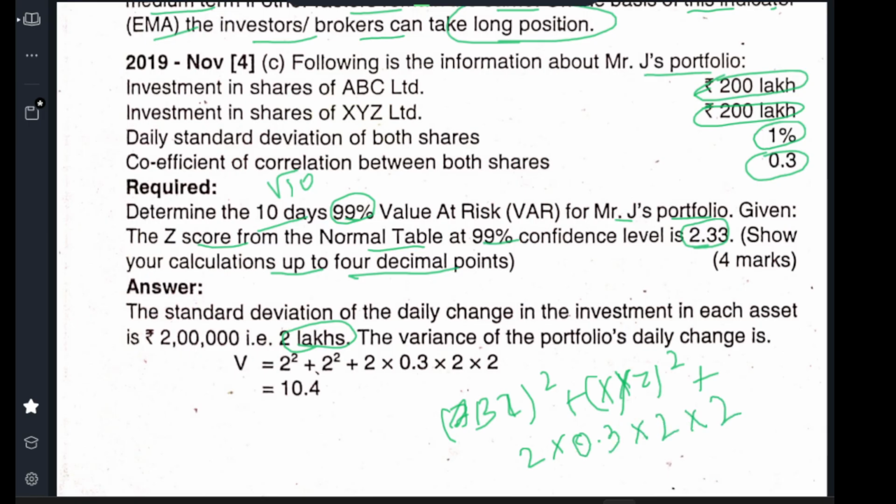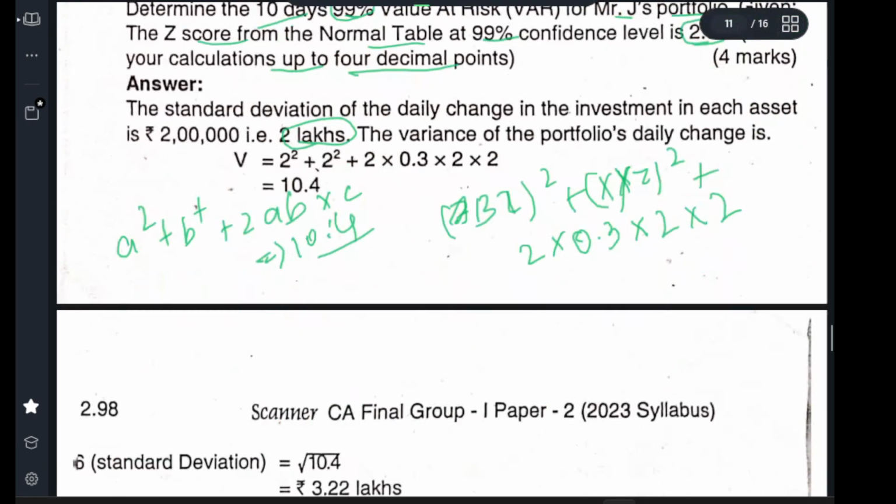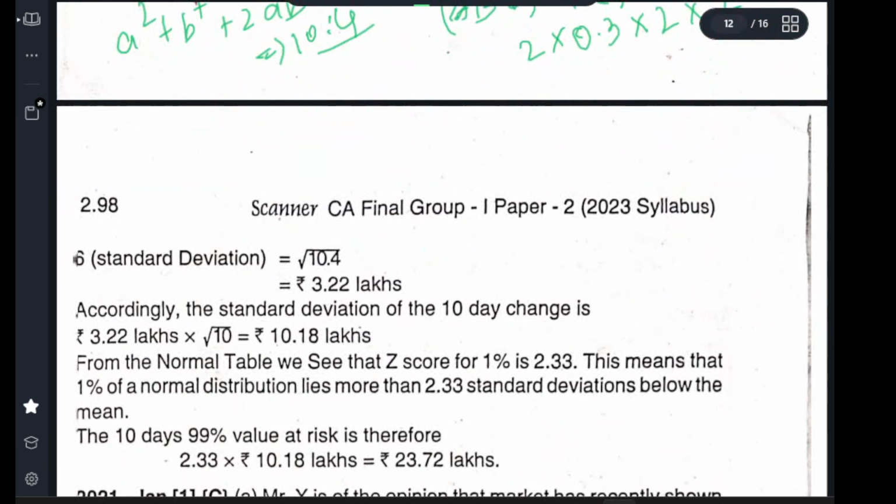A plus B the whole square, that is A square plus B square plus 2AB. Here we are adding the coefficient, that's it. We're getting 10.4. That's the coefficient formula. So we got the standard deviation of the portfolio as 3.22 lakhs.